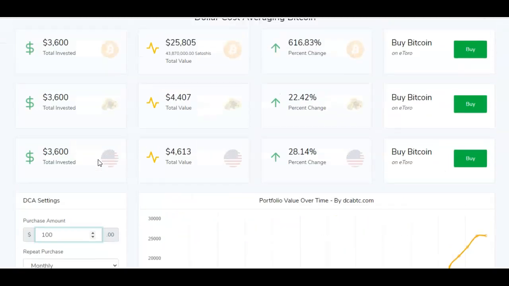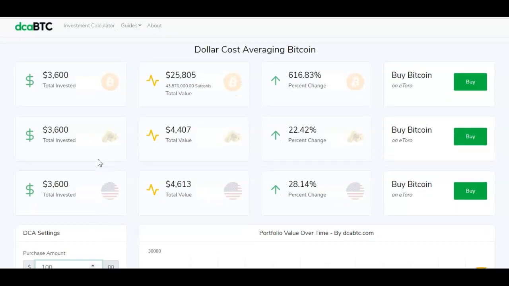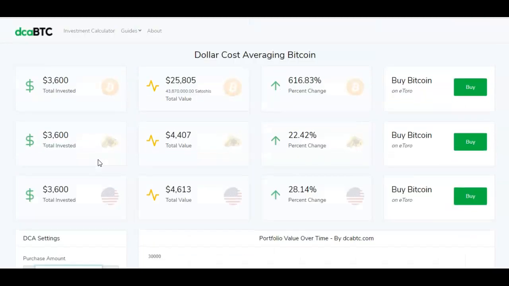So guys, I'm not going to take too much time. I'm going to link to this calculator in the description. You can play with this yourself, but I think you're getting the gist of it. The best overall strategy for Bitcoin is setting up an automated investment strategy and set it and forget it.